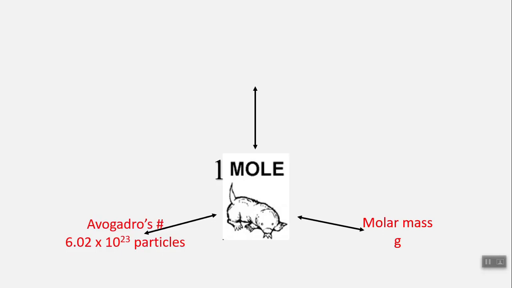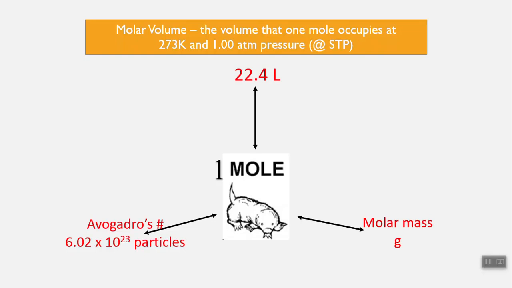Remember, this one doesn't have a number because the mass of a substance is going to be different depending on what substance we're looking at. So we just need our periodic table for that. And what we're learning today is that 1 mole is equal to 22.4 liters, and this is what we call molar volume. Again, it's at the conditions of STP, standard temperature, 273 Kelvin, and standard pressure, 1 atmosphere. This is for any gas substance. 1 mole of any gas substance is equal to 22.4 liters.